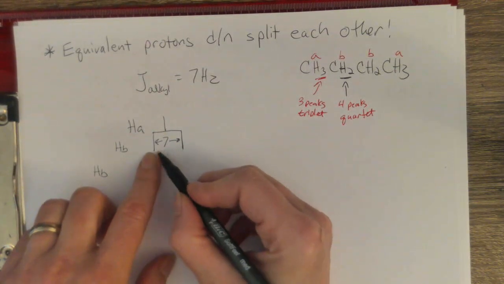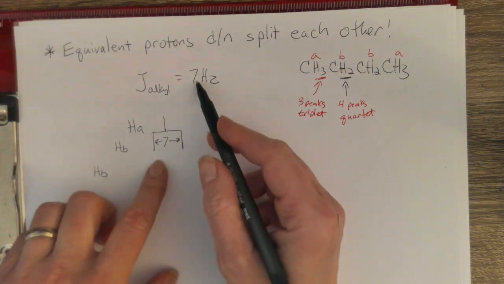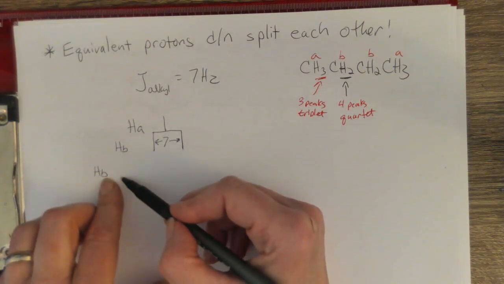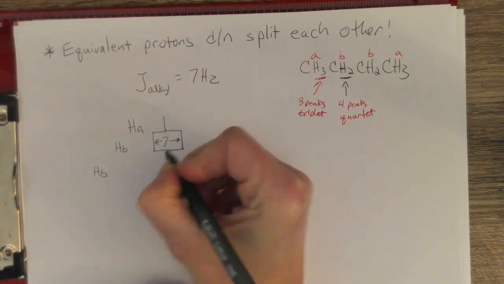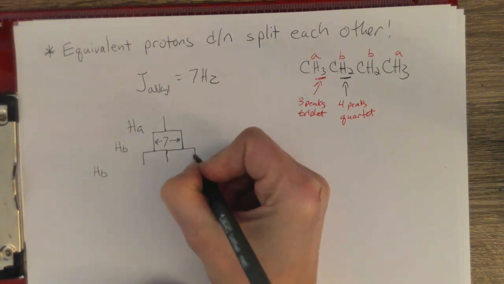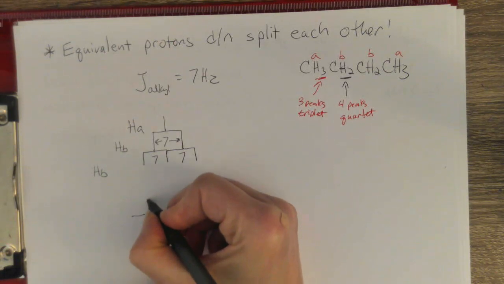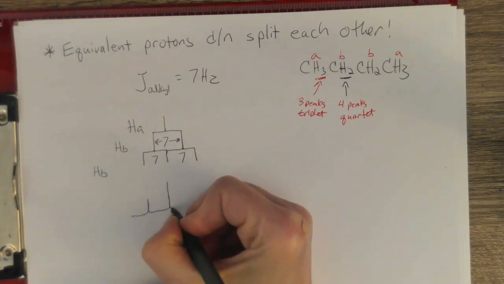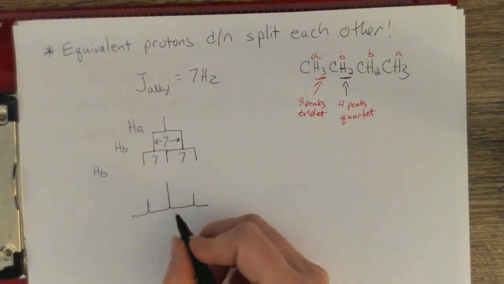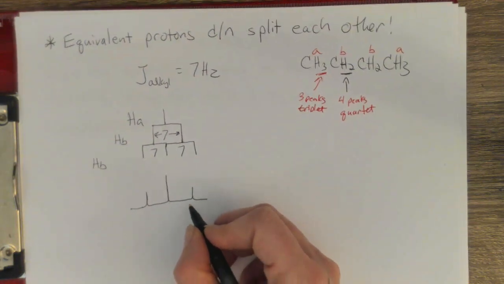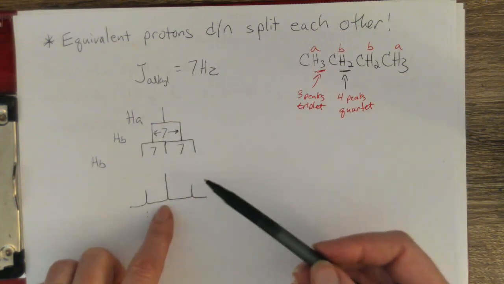Starting at the lines we left off at, I have to split it again by 7. Since the coupling constant for this HB is the same as this, it makes it easy because it overlaps perfectly in the middle. 7 and 7. And so if you look at the spectrum, you get this 1 to twice as big to 1. Okay, here's our triplet in a ratio of 1 to 2 to 1, okay? So we can use the coupling constants. This is where the splitting comes from.